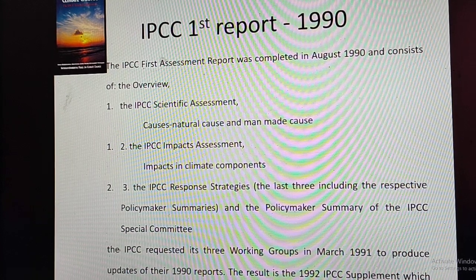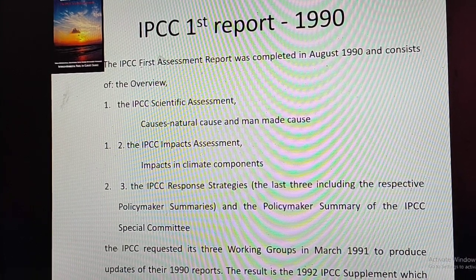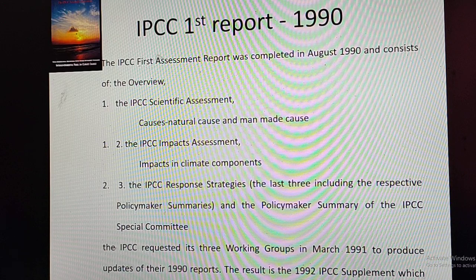Good afternoon, students. In the previous lectures, we have discussed various organizations which are responsible for climate change mitigation and adaptation. In this lecture, we are going to discuss the IPCC and its reports. IPCC is the Intergovernmental Panel on Climate Change.